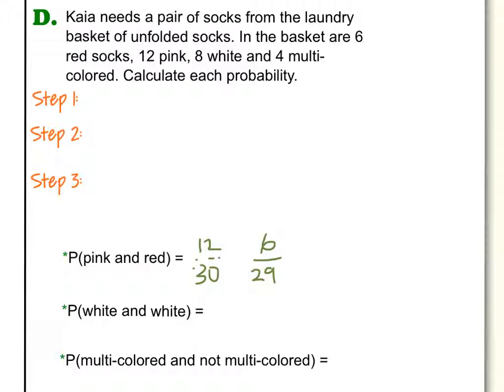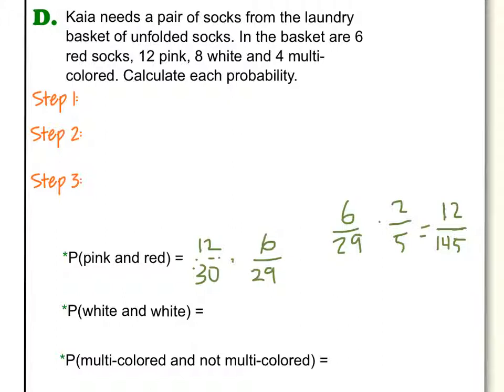So what I would do is, before multiplying, especially when you get some of these bigger numbers or when we talk with cards, I would reduce the fractions down. 6 over 29 is still good. 12 over 30 reduces down to 2 over 5. And then when you do your math, you get 12 over 145, and that should be fully reduced because we fully reduced it down before we multiplied.